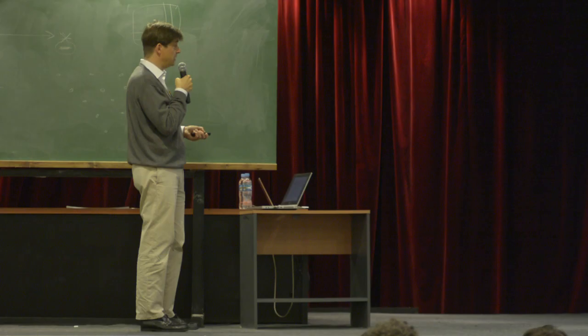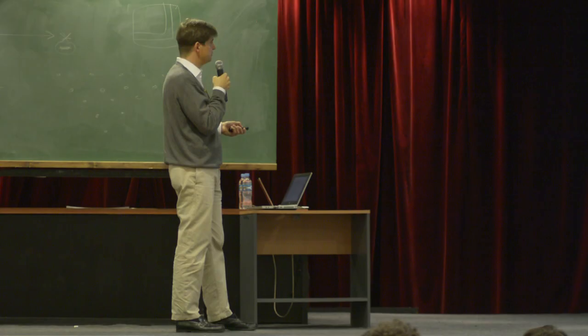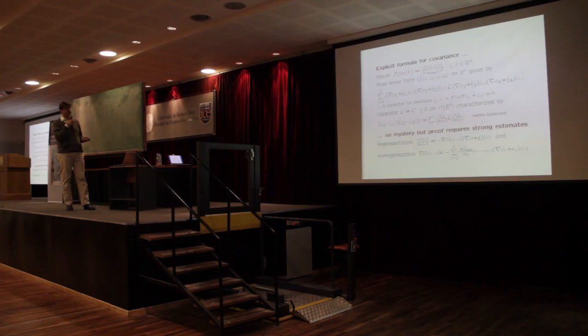So that's the formula which you get. You can read off the symmetry properties here, and you see that in a certain sense, not just the homogenized coefficient, but also the underlying probabilistic structure enters in the covariance structure. And actually, this formula is not at all mysterious.